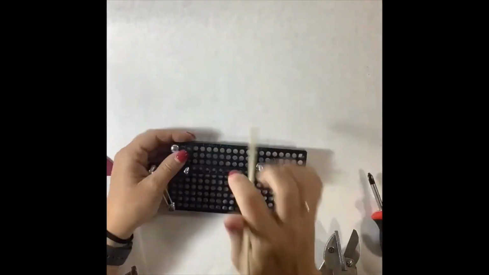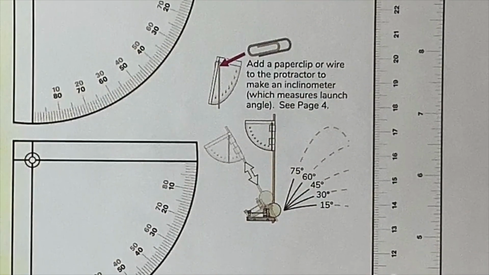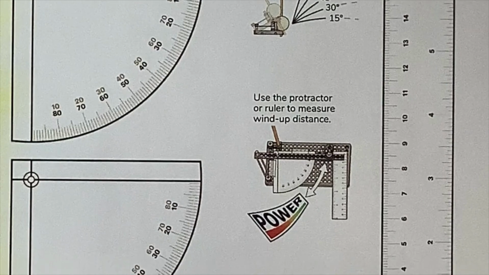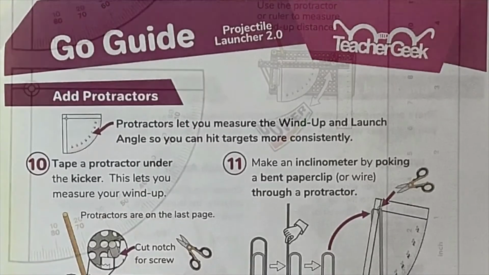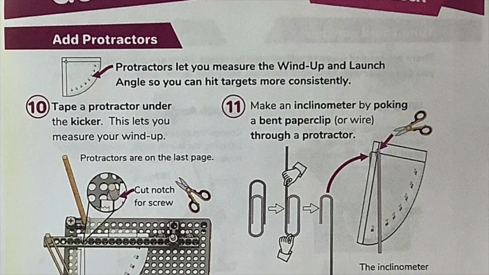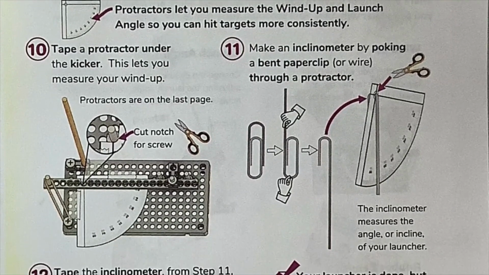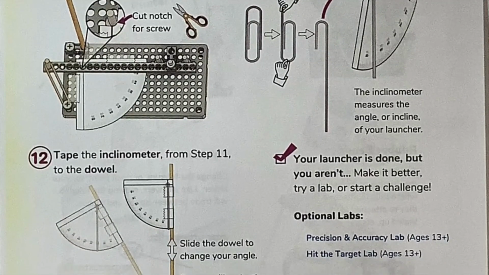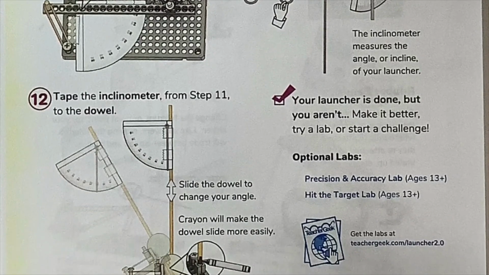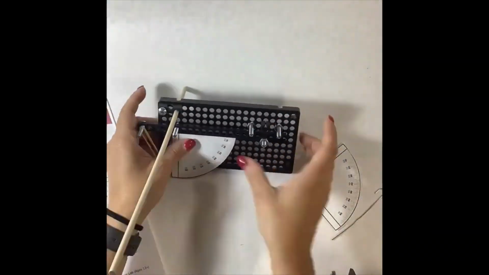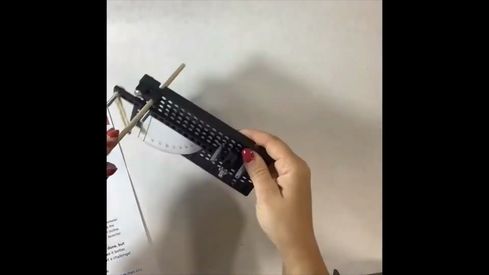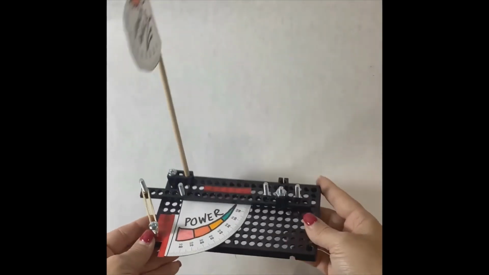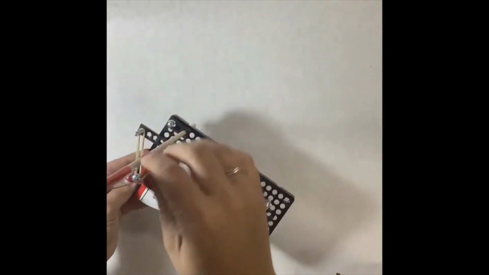Once your dowel rod is in place, you can use the protractor and the inclinometer to adjust the angle at which your projectile launcher launches. The final set of directions will tell you all the details about how to attach those to your projectile launcher. You can add your own personal touches to the final pieces of your projectile launcher, and you're now ready to test its strength and its accuracy.